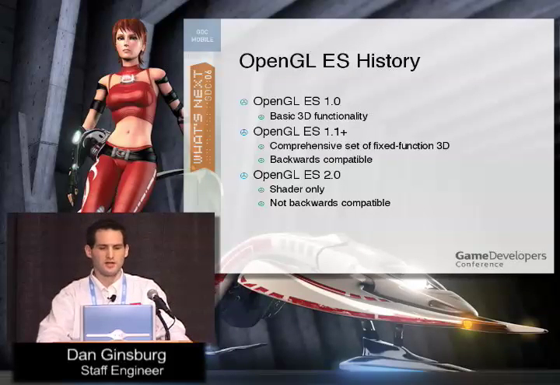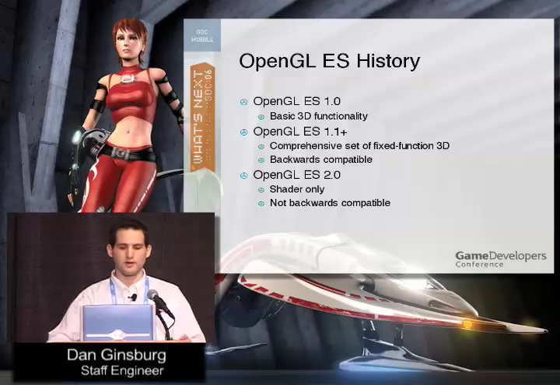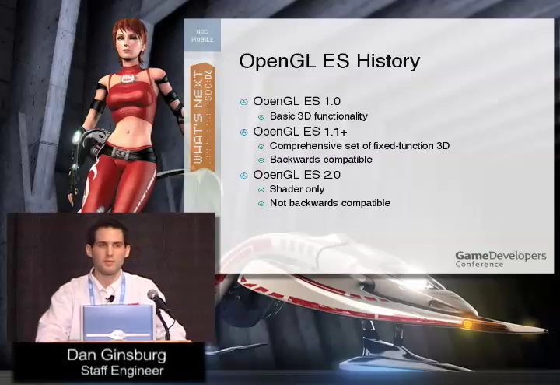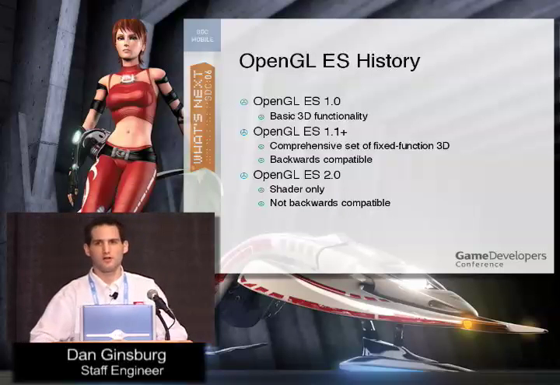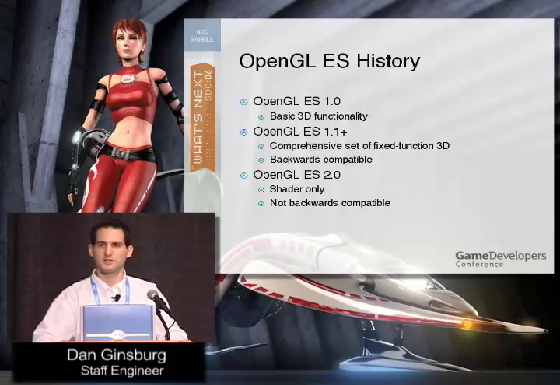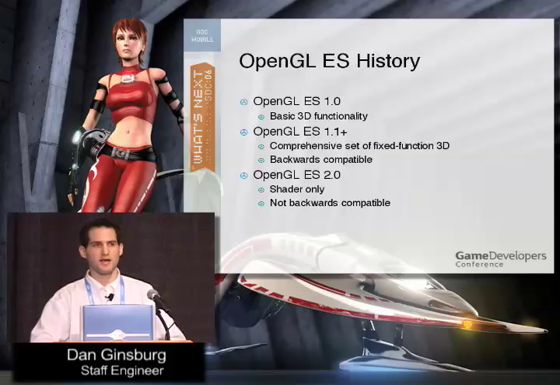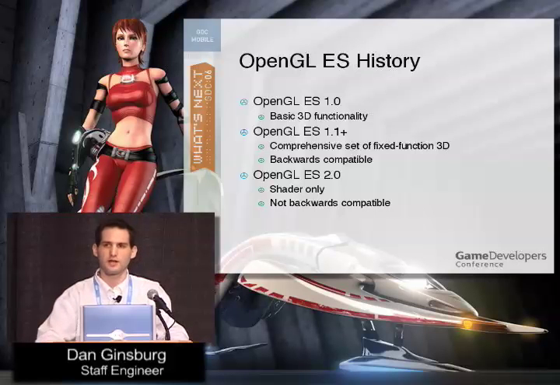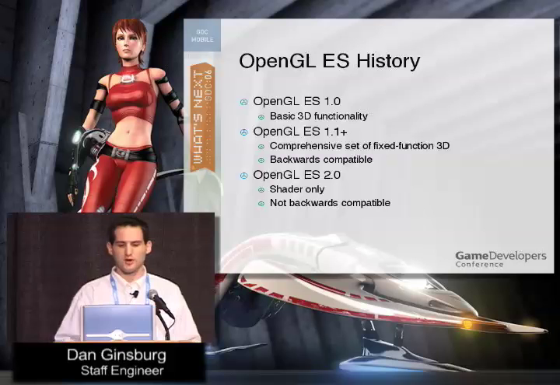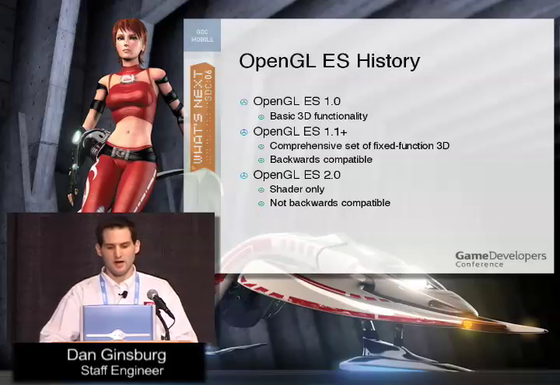We then saw ES 1.1, and then the follow-on to that, the ES 1.1 extension pack, which I call 1.1 plus here, which is really a comprehensive set of fixed function 3D. Things like cube maps, matrix palette skinning, DOT3 bump mapping, all of the things we saw on fixed function devices on the desktop have now been added to ES 1.x. And that 1.1 plus was designed to be backwards compatible so that old games that were written for 1.0 would also run on it.